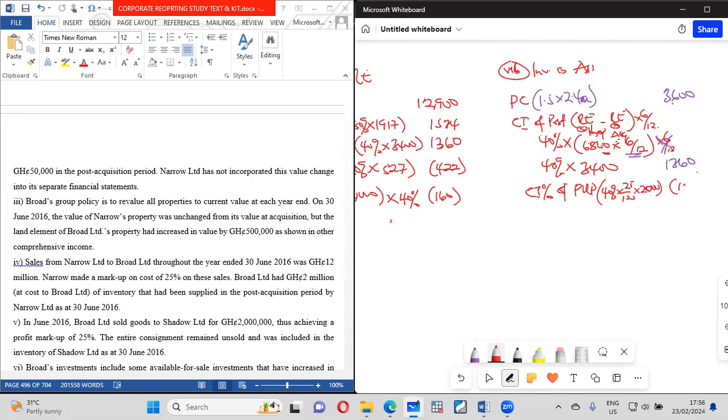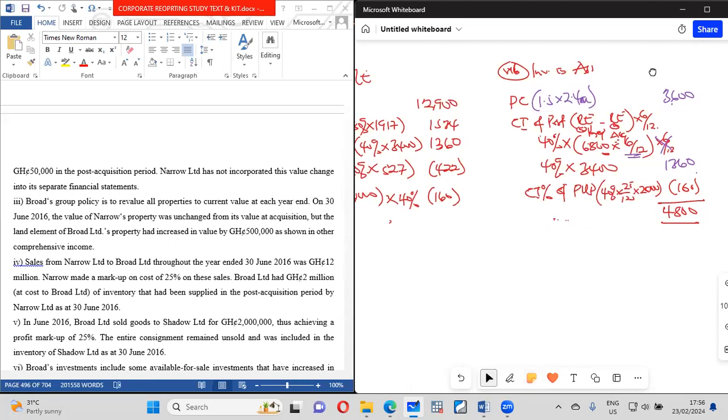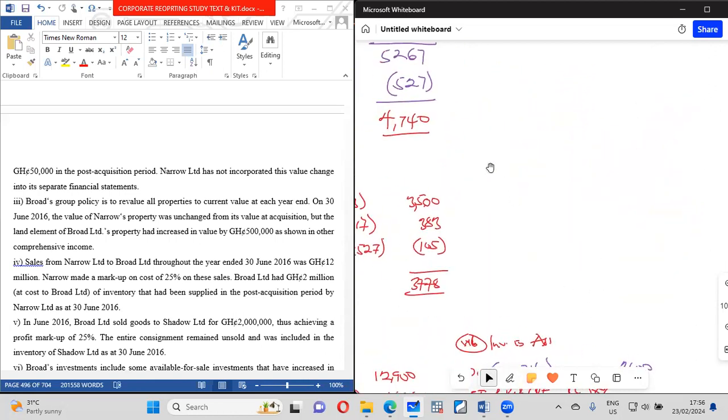And that we said is 160. All right, so basically that is that. So if I now close down this side, 60 goes off. So what I will have here is 4,800. So this is my investment in associate. So quickly, I go here, investment in associate.